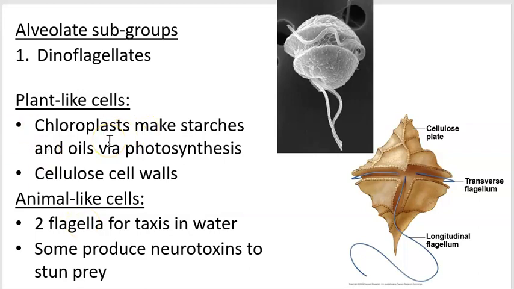They do have chloroplasts, and they'll make starches and oils by using photosynthesis. If you look on the surface, they do have cell walls that are made of cellulose. So think of a single-celled organism swimming around through the ocean, using these little flagella to move. But what's amazing about them is they will actually produce neurotoxins, and those neurotoxins can stun their prey so that they can consume them by phagocytosis. So animal-like, they're ingesting their food.